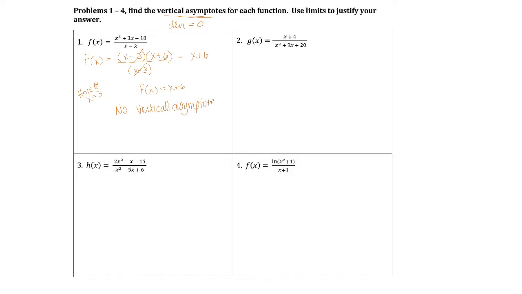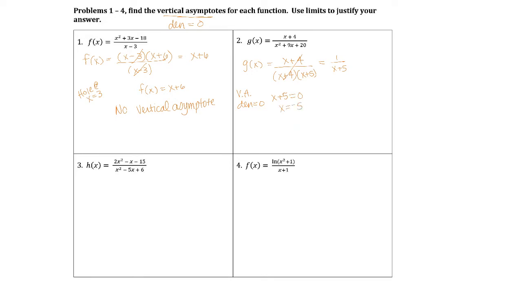Okay, so moving on to number 2. You will start the same way. You need to factor. So we have g of x is going to be x plus 4 over x plus 4 times x plus 5. And so again, we have a hole at x equals negative 4. Our remaining function is 1 over x plus 5. So for our vertical asymptote, you set the denominator equal to 0. So I'm going to take x plus 5, set that equal to 0, so x is negative 5.